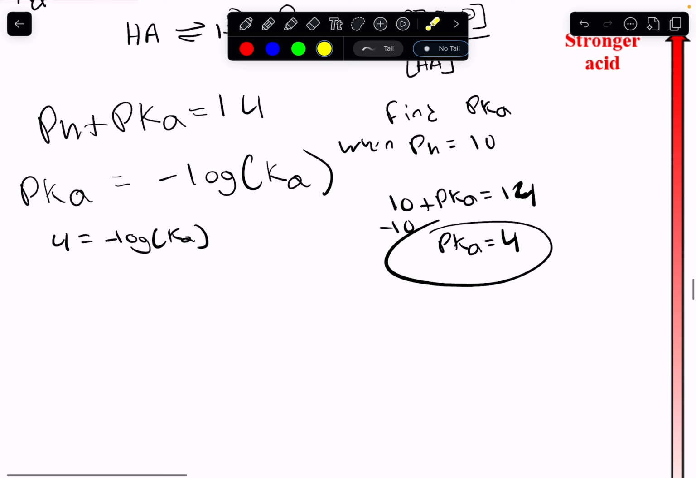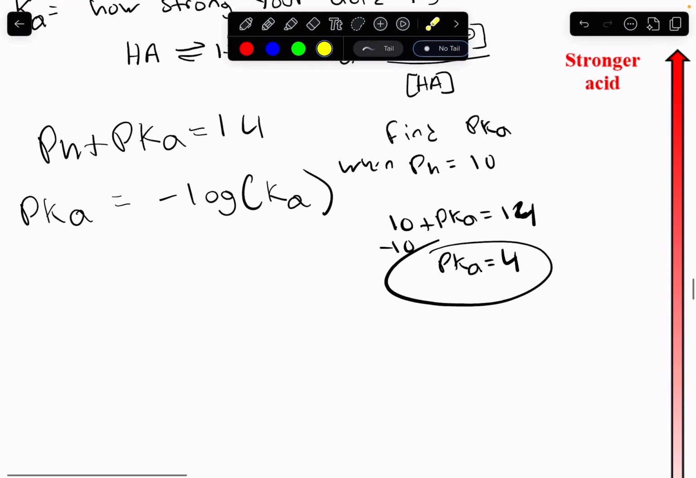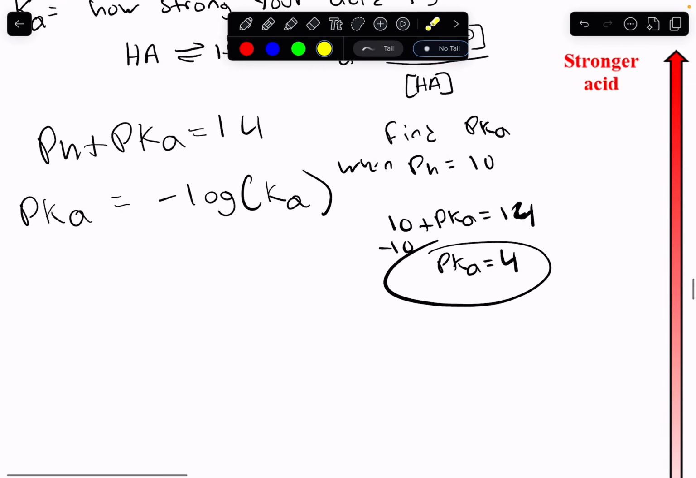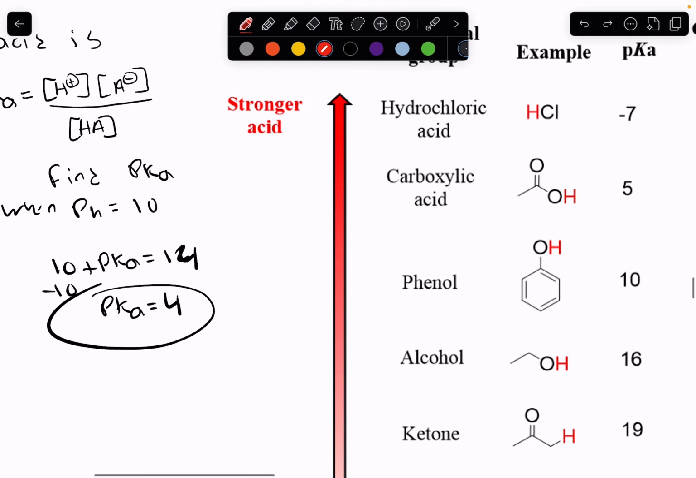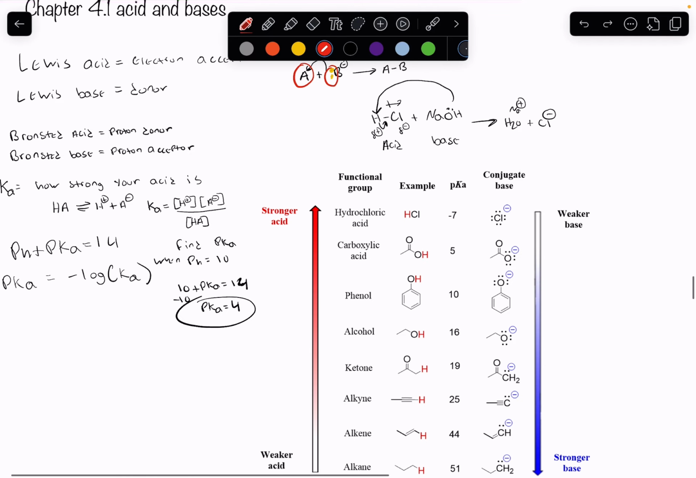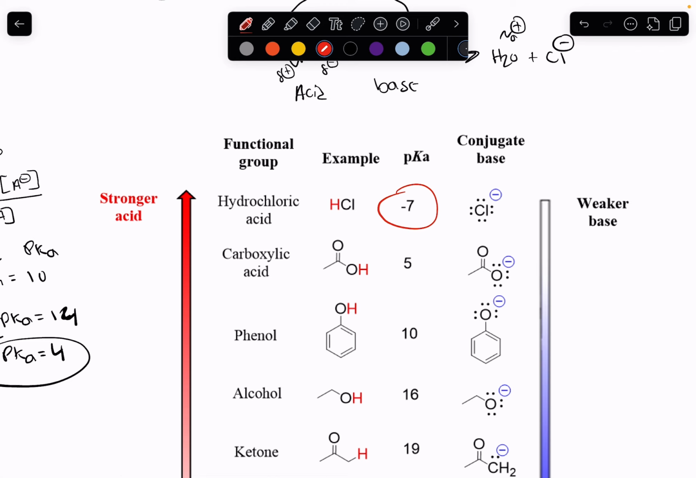And then you should also know, I wrote it twice, pKa equals negative log Ka. So log base 10 of Ka. Okay, so these are just equations that are pretty important. And then one last thing that we need to go over: the lower your pKa, the stronger your acid. Okay, low pKa, strong acid.